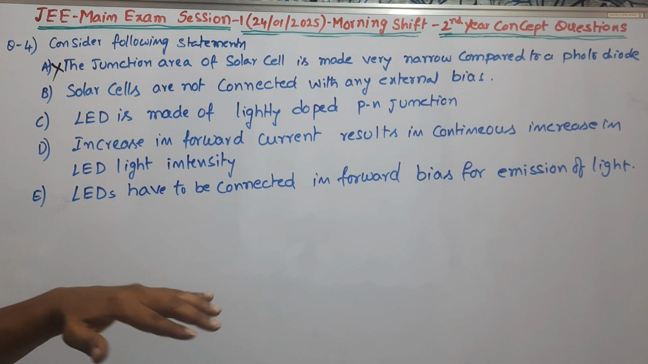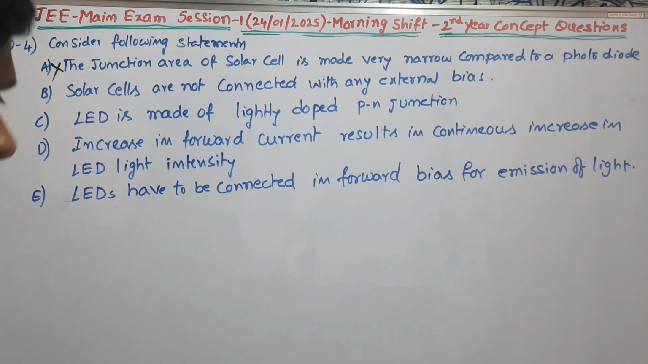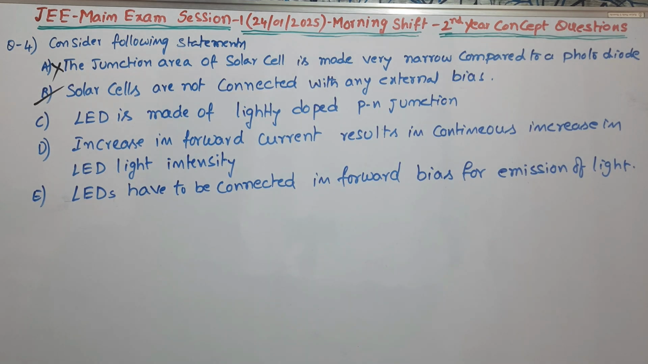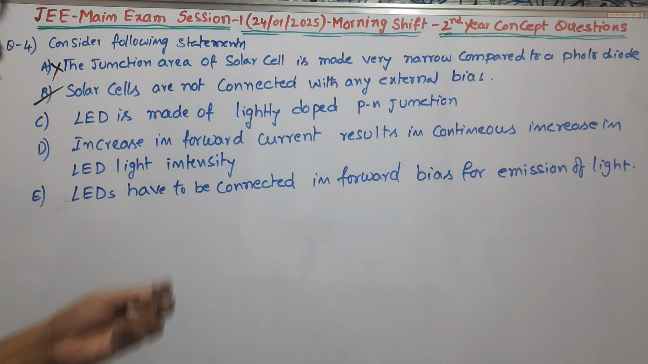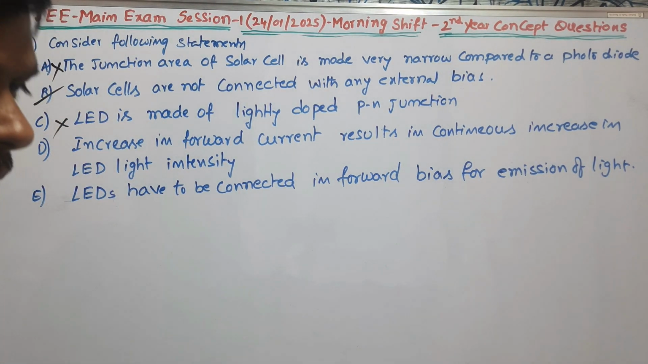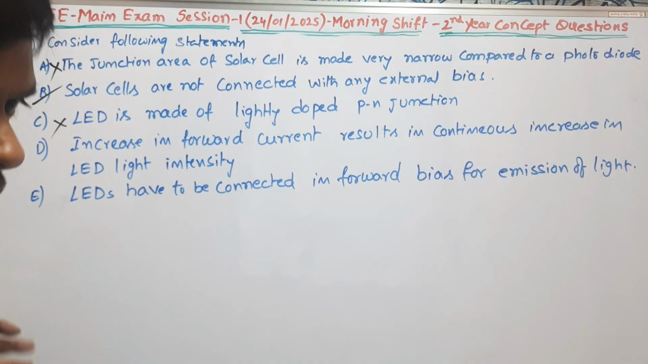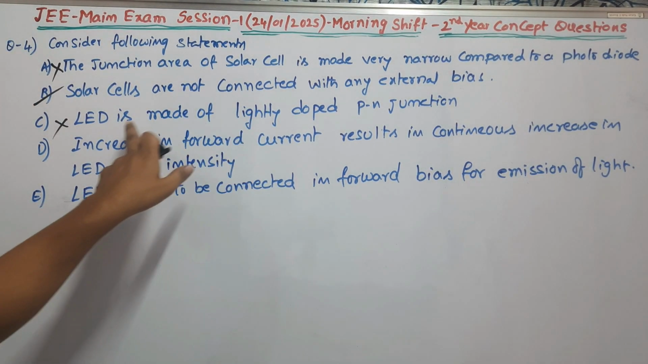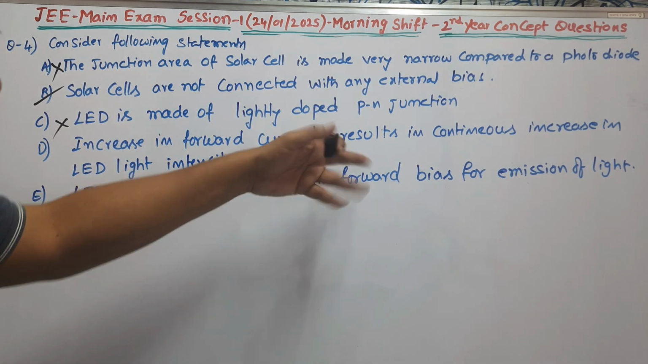If they are connected in external bias, there is no use, isn't it? So it may be correct. Next, LED is made up of lightly doped PN junction diode. LED, light emitting diode, is not made by two different kinds of semiconductors, so it is wrong. LEDs are made up of the same semiconductor, either silicon or germanium, whatever it may be. Only one kind of semiconductor is used while making LEDs, not a PN junction.